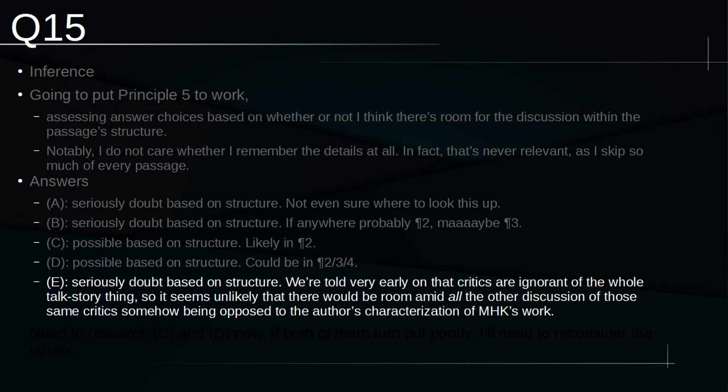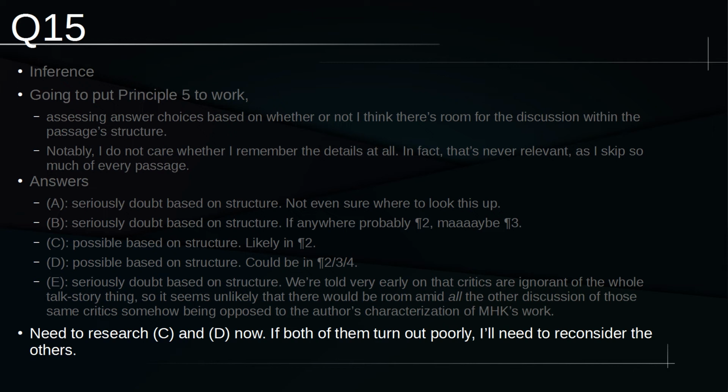Just doesn't fit. So at this point, because I didn't like A, B, and E for very much the same reasons, C and D are my only contenders, and I do have to research them. If both of them turn out poorly, I will need to reconsider the others, which is always discomforting, but hopefully one of these two will prove acceptable to us.